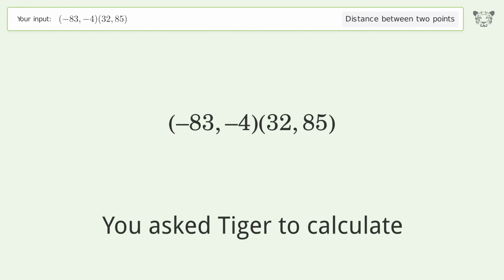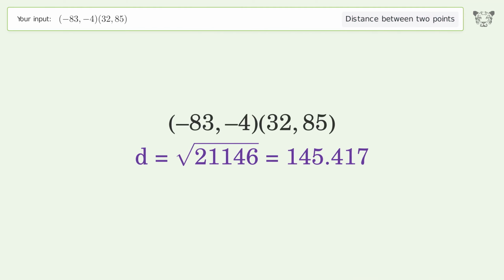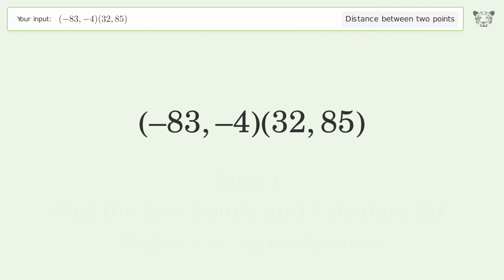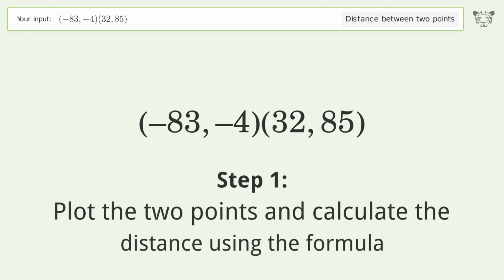You ask Tiger to calculate. This deals with the distance between 2 points. The distance between the 2 points is the square root of 21,146, or 145.417. Let's solve it step by step. Plot the 2 points and calculate the distance using the formula.